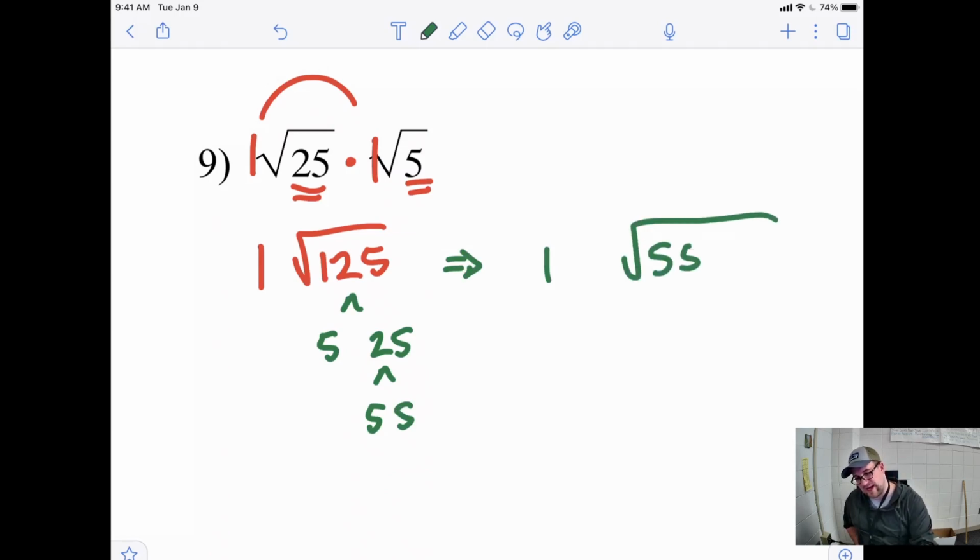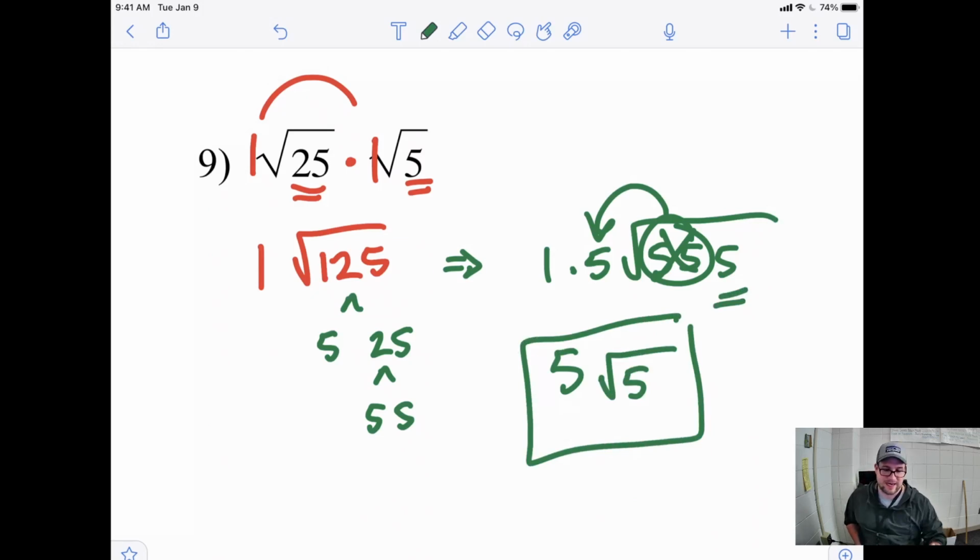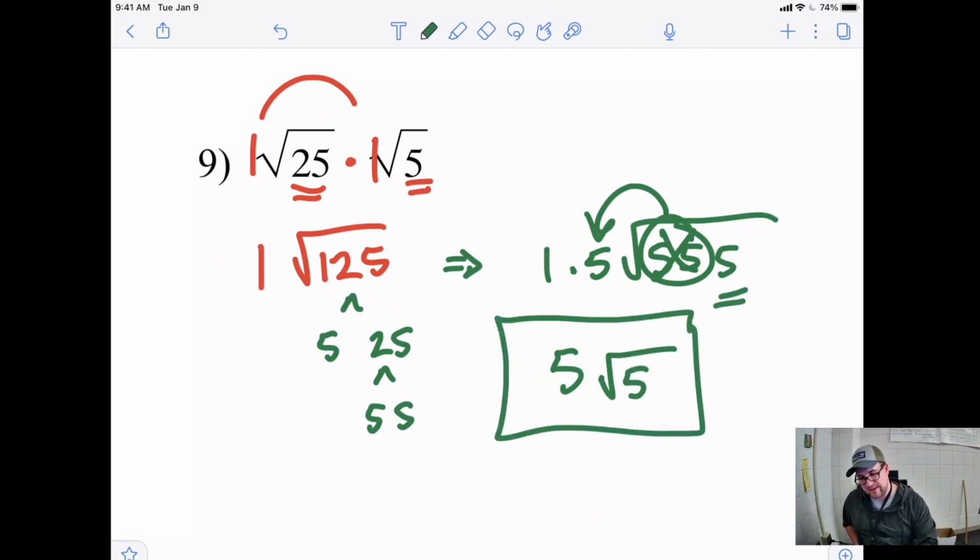We got a 5 in there, a 5 in there, a 5 in there. Circle these 2, pull 1 out. You got a 5 on the outside. These 2 go away. 1 times 5 is 5, and we still had a 5 inside, so that's going to stay there. Put a box around it, call it a day, move on with life.